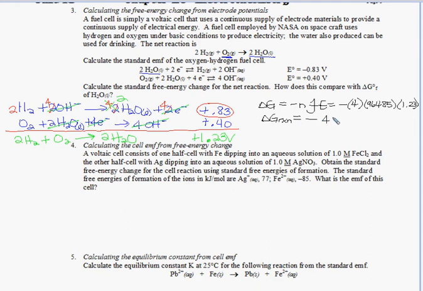So it's 47,000 joules, and that's going to be 47,000 joules for 2 moles of water.